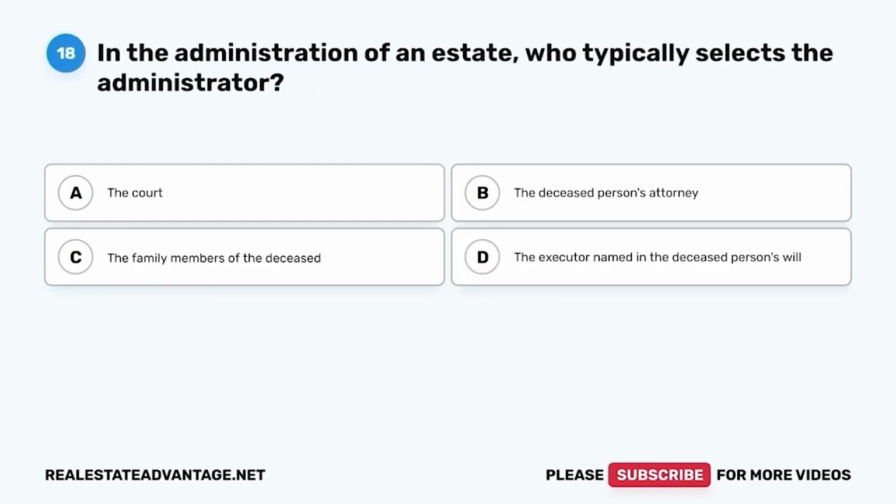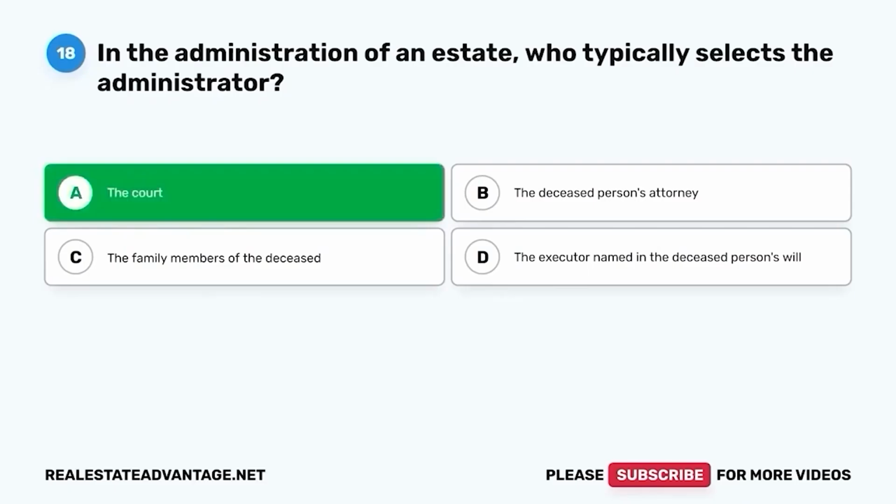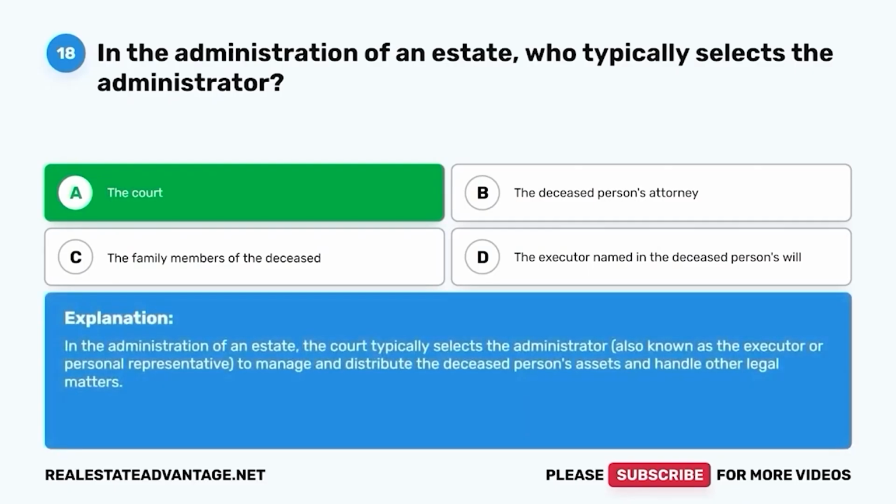Question 18. In the administration of an estate, who typically selects the administrator? A. The court. B. The deceased person's attorney. C. The family members of the deceased. D. The executor named in the deceased person's will. The correct answer is A. The court. In the administration of an estate, the court typically selects the administrator, also known as the executor or personal representative, to manage and distribute the deceased person's assets and handle other legal matters.